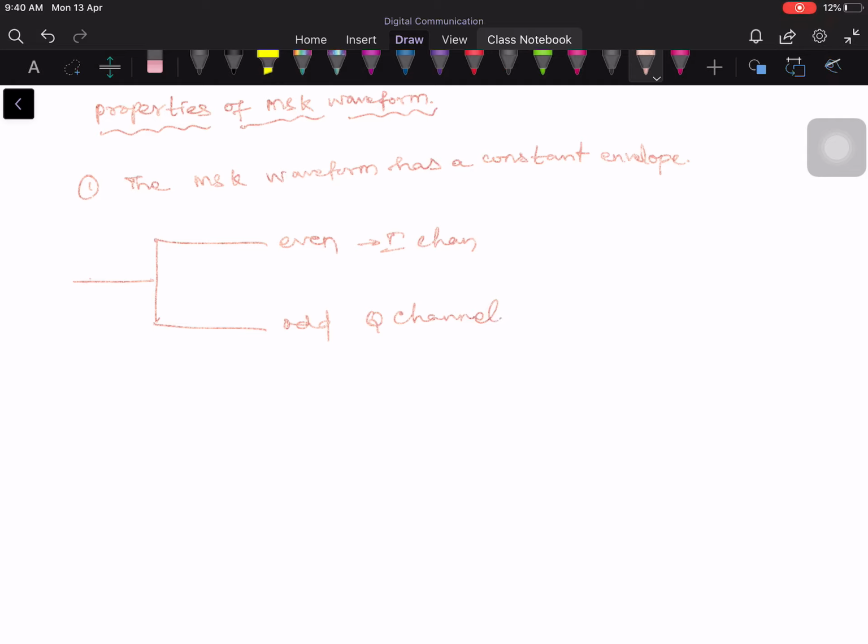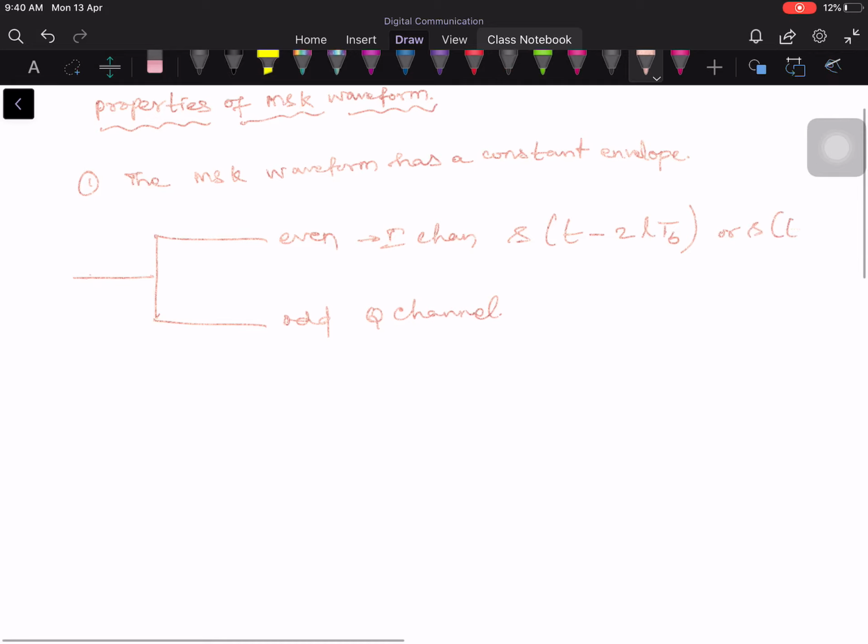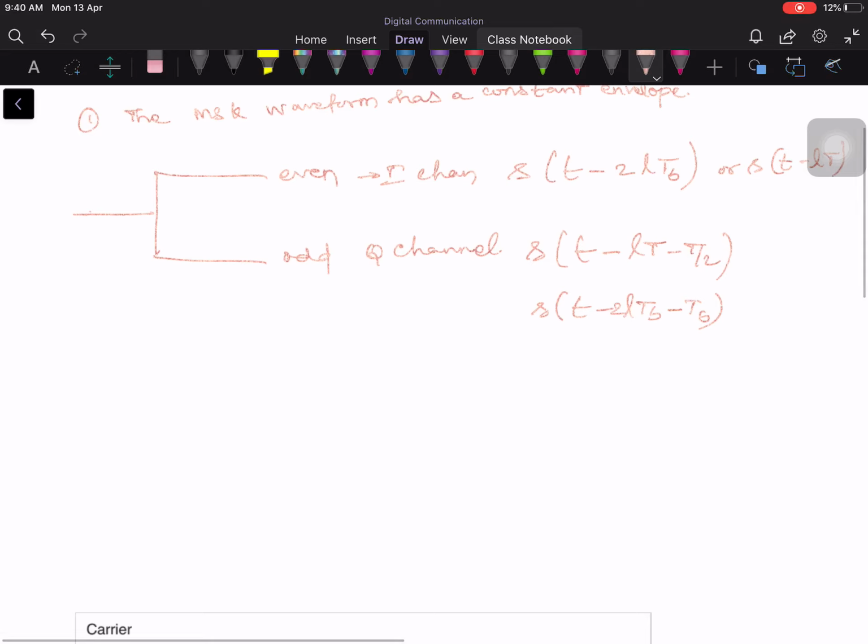And this is the even bit. How do you represent the even bit? S of t minus L times 2TB, because the duration is 2 times TB, or you can say S of t minus L times capital T. Let me write properly: t minus L capital T. And for odd bits, how do you write? S of t minus LT minus T by 2, or S of t minus 2 L TB minus TB. This is the notation, the representation of the pulses.